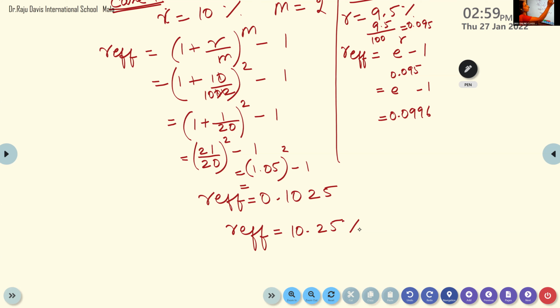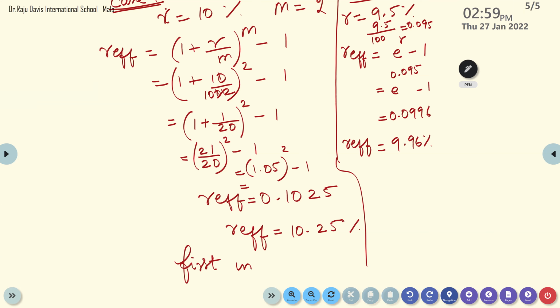Here R_eff is 0.0996, so the effective rate in the second case is 9.96%. Where are you getting the more effective rate of interest, in the first case or the second case? The first one, isn't it? So the first investment is preferable.